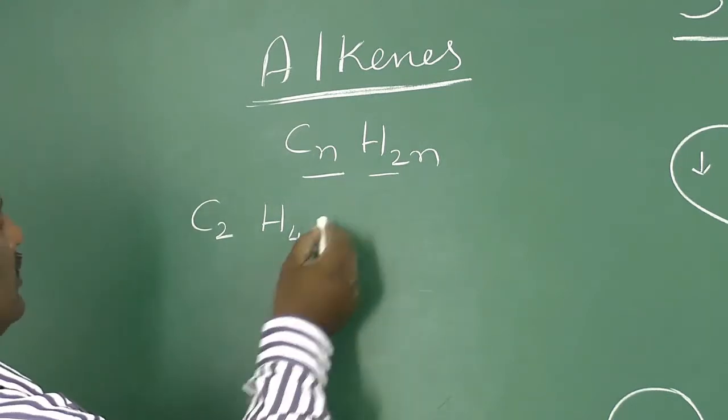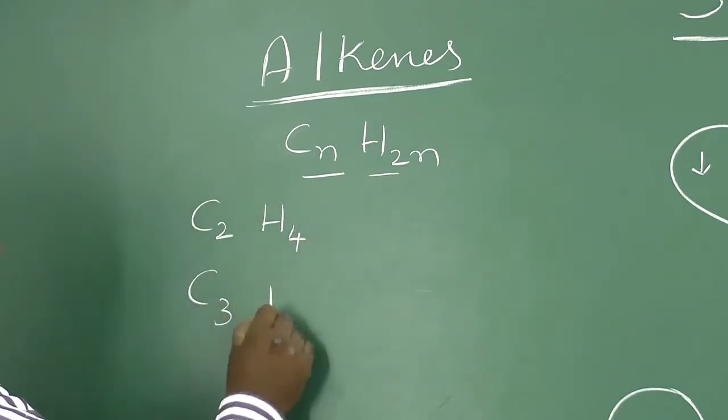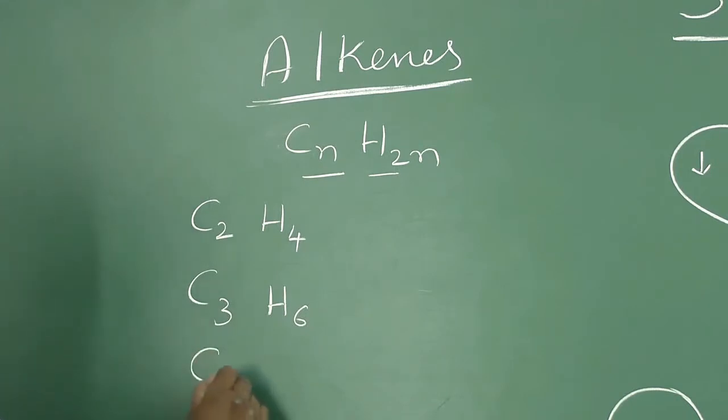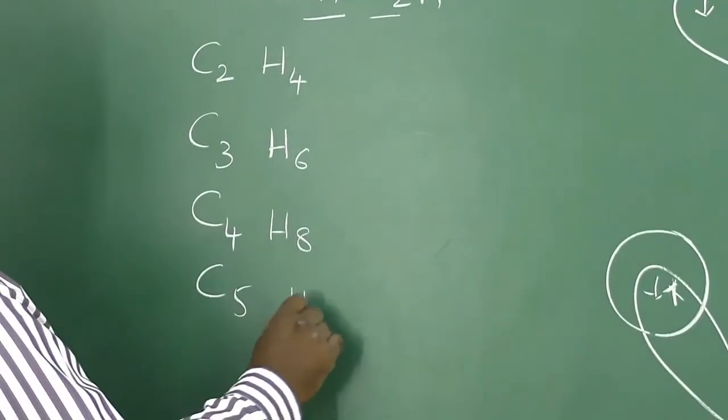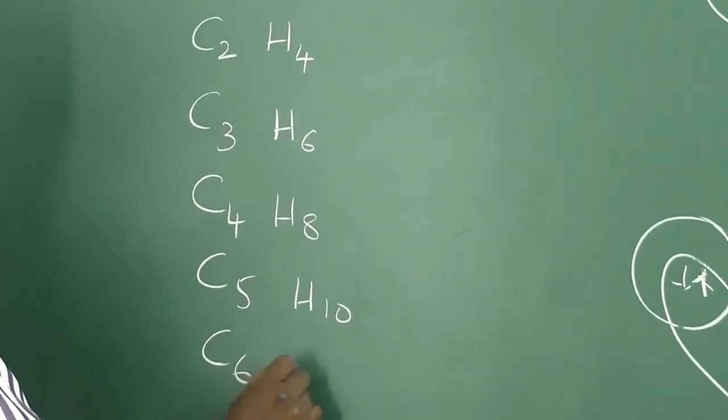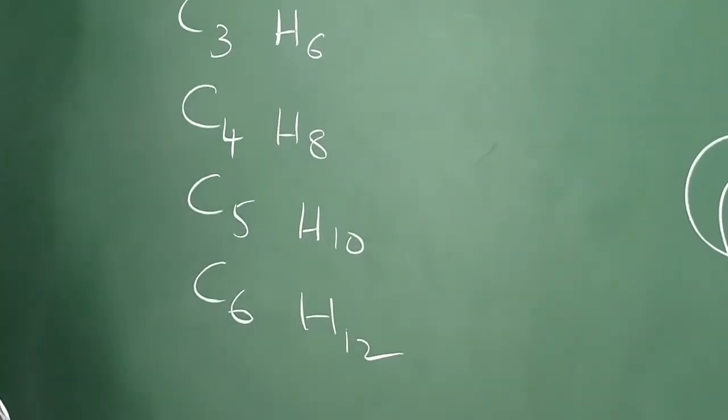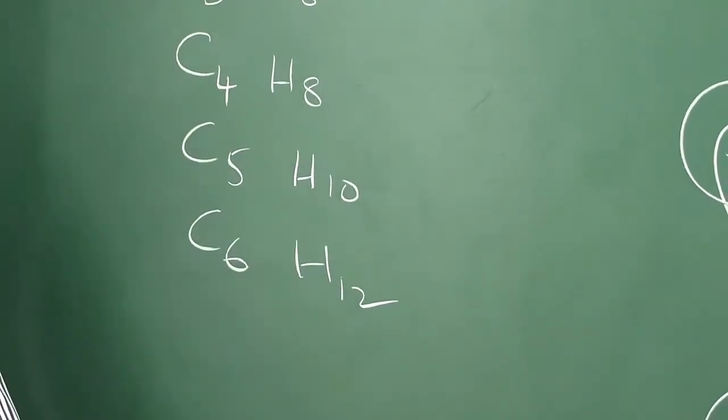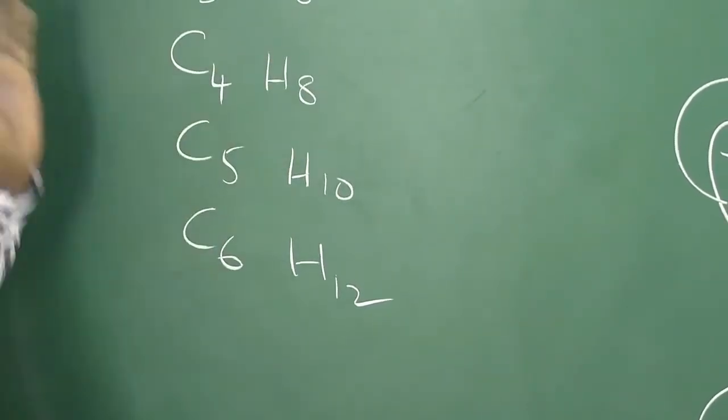This is ethene. Then C3H6, C4H8, C5H10, C6H12. The number of hydrogens is double the number of carbon atoms.